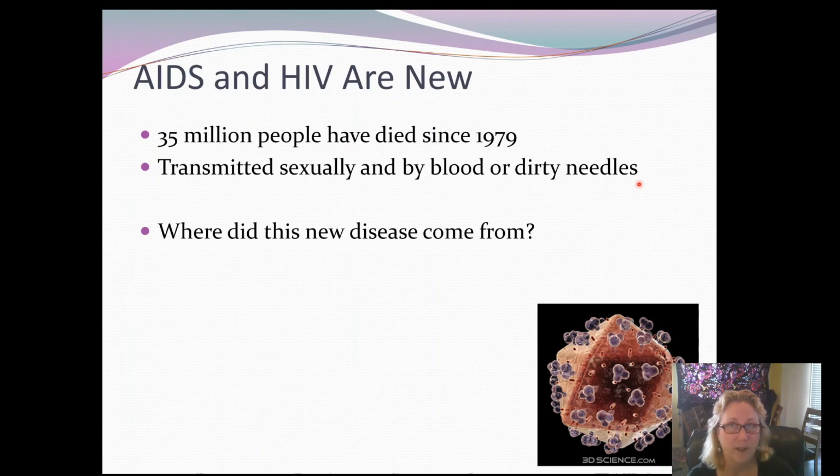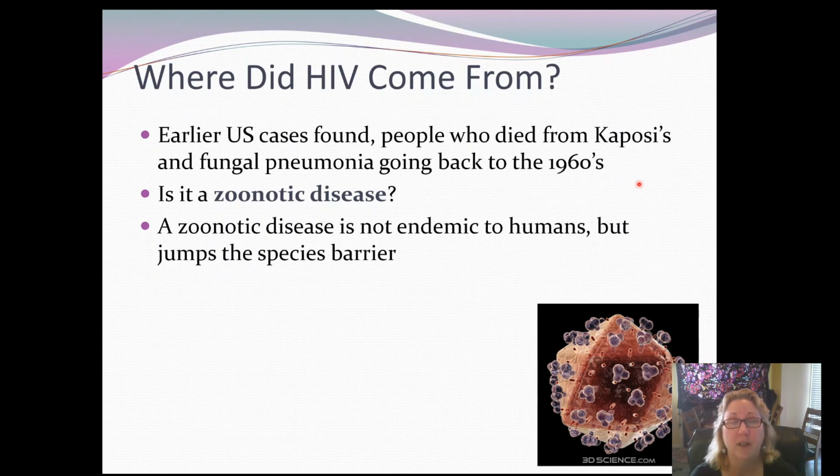So where did it come from? That's been a question. Where did this new disease come from? And the obvious answer is that it probably jumped the species barrier and came from an animal. It's a zoonotic condition, or a zoonotic disease.